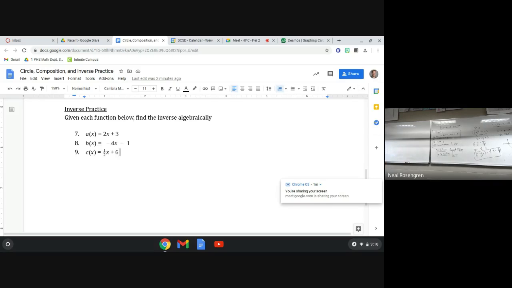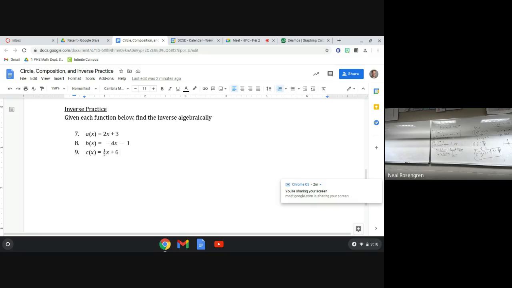And I'm going to talk through it out loud, just so that anybody that wants to hear it and feel really good about it is in good shape. Okay, step 1, rewrite it as y equals. Okay, so y equals 2x plus 3. Yay, step 1 done. Step 2, switch x and y. Okay, x equals 2y plus 3. Perfect. Nice.